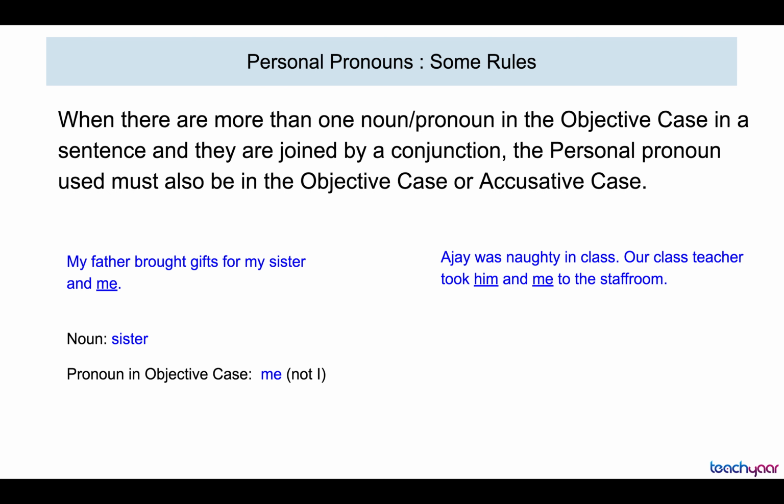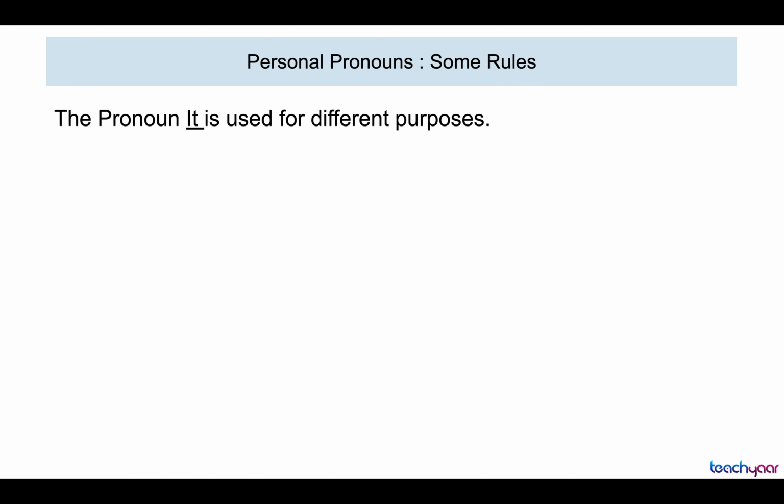Ajay was naughty in class. Our class teacher took him and me to the staff room. The first part is very clear. Ajay was naughty, because that is a different sentence. Now when we come to the pronoun, our class teacher took him and me. So there are two pronouns here, him and me, joined together by the conjunction and. Now, took whom? Him and me. So they are in the objective case. So we have to use the pronouns in the objective case.